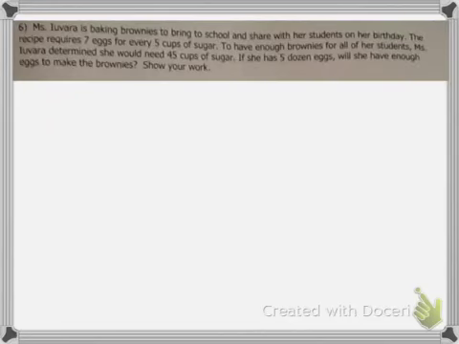Number 6. Miss Uvera is baking brownies to bring to school and share with her students for her birthday. The recipe requires 7 eggs for every 5 cups of sugar. To have enough brownies for all of her students, Miss Uvera determined she would need 45 cups of sugar. If she has 5 dozen eggs, will she have enough eggs to make the brownies? Show your work. So we're going to start with a ratio, and it's eggs to sugar. 7 eggs to 5 cups of sugar.